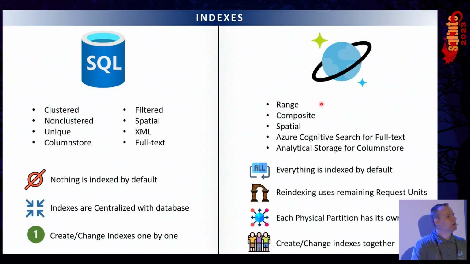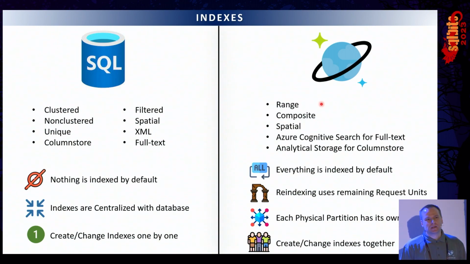In Cosmos DB, we have a couple of different indexes. Range is the most common one, which is for equal, not equal, larger, or less than. That's mostly range indexes in Cosmos DB. And we have composite index, geospatial data index. If you want to do any kind of full text, you can use Azure Cognitive Search. And if you want a column store, you can have a different storage. Since Cosmos DB is an OLTP database, if you need to analyze or do any data science, you don't want to do it in Cosmos DB. You want to have the analytical storage and do it out there. So that's the column store option.